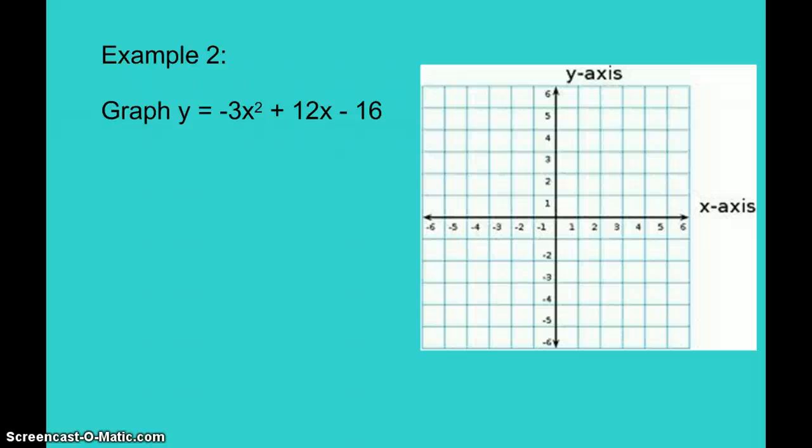Our last example we're going to do today is going to be a problem where we have a leading coefficient in front of our x squared. And we talked about this when we discovered our quadratic formula. In order to begin the problem, I'm going to move the 16 over to the other side. So I get y plus 16 equals negative 3x squared plus 12x. When we discovered our quadratic formula, we said we never complete the square with a number in front of x squared. So I'm going to factor out that negative 3.